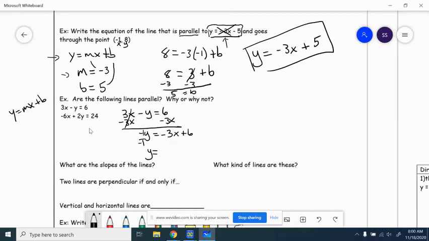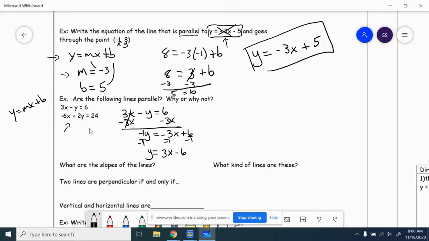And if I divide by negative 1 on the left side, I need to do so to all terms on the right side. And now I'm left with negative 3 divided by negative 1, which is positive 3. Drop down the x. Positive 6 divided by negative 1 is negative 6. And there is one of our lines in slope-intercept form.